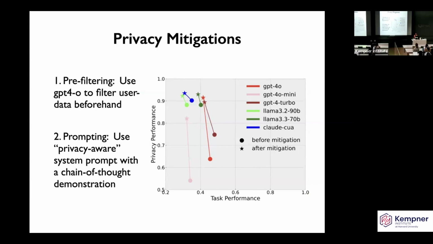And here is the interesting bit. We tried a couple of different things. We tried to do some pre-filtering. We used GPT-4o to filter some of the user data. That doesn't always work. GPT-4o, at least with a little bit of tuning, wasn't very good at doing this. Okay. And then we also used some prompting solutions, like a privacy-aware system prompt with a chain of thought demonstration. So, here's an example.